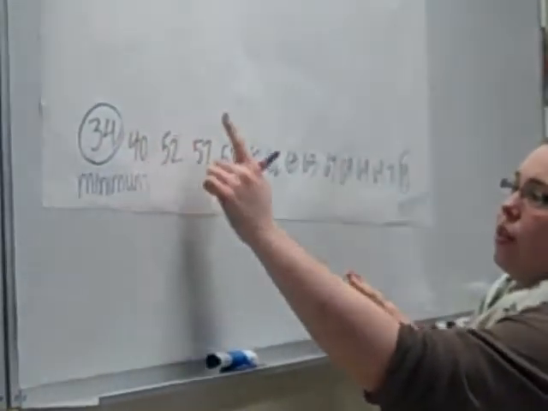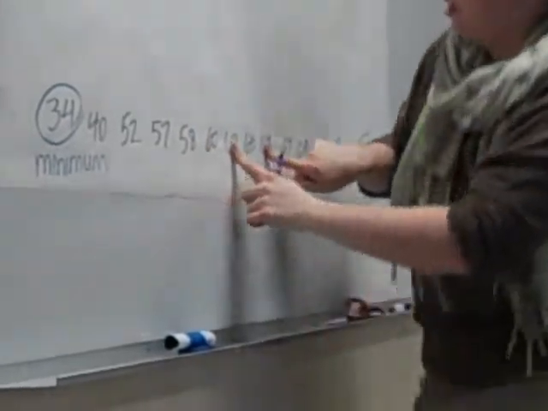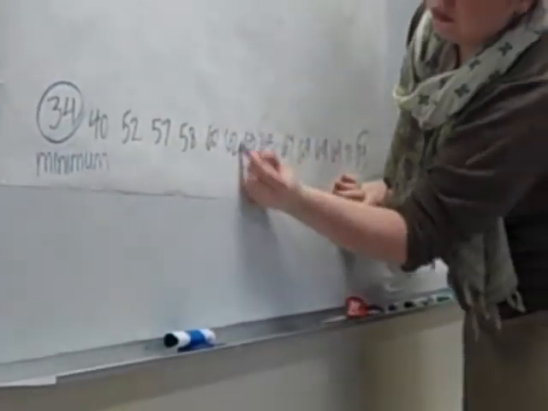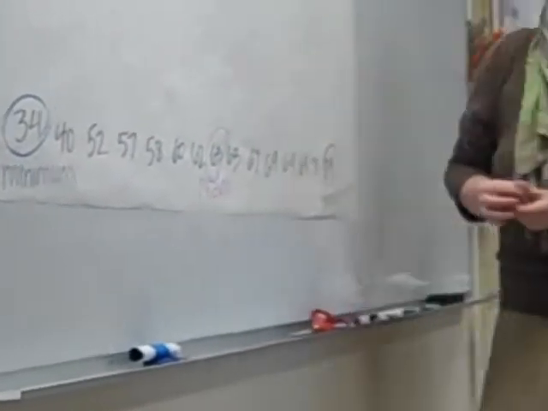So 1, 2, 3, 4, 5. 1, 2, 3, 4, 5. 1, 2, and the one in the middle. So Megan was right. There's our median.